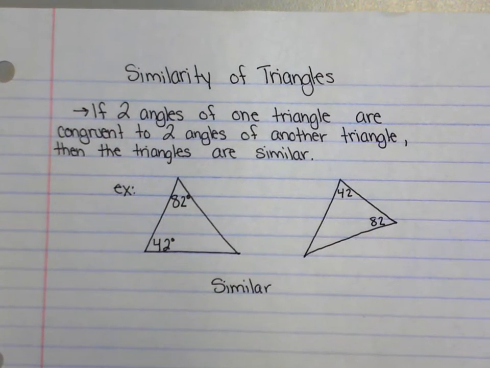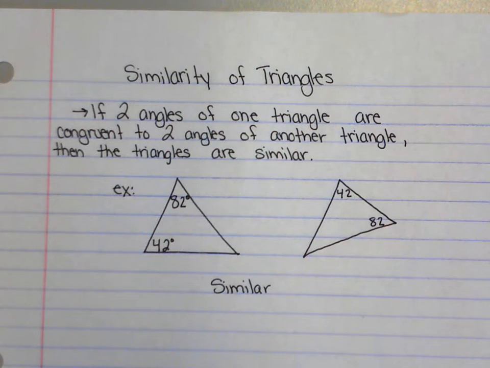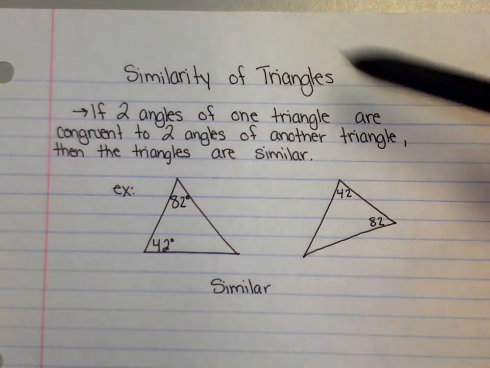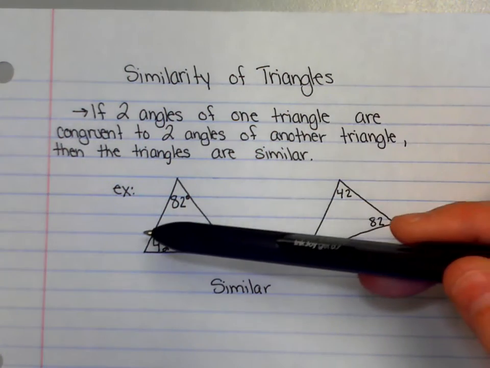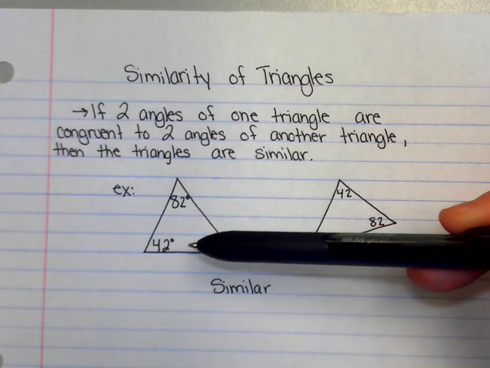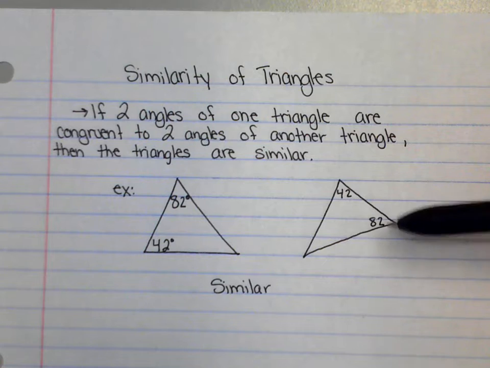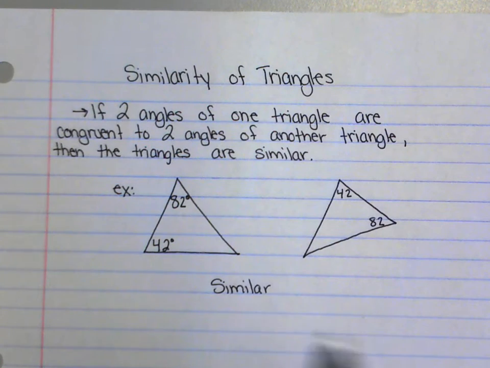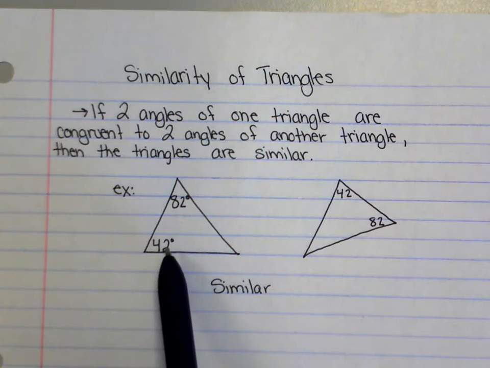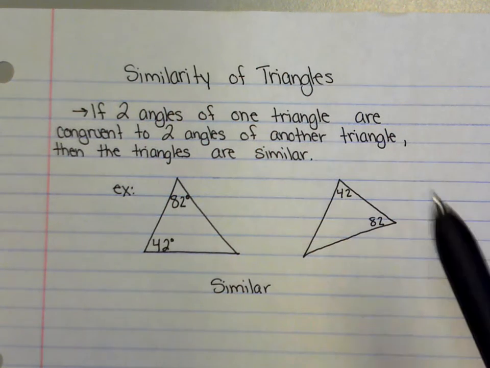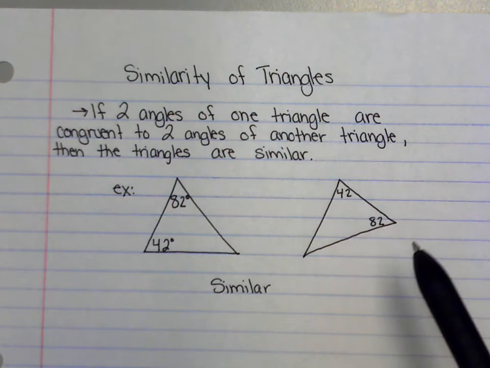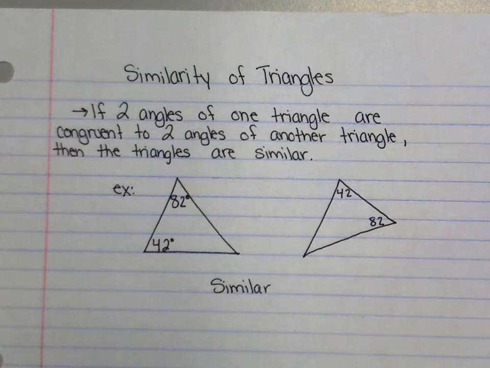Right, so the last video talked about similar polygons, but there are a couple of tricks with triangles. The first one is if two angles of one triangle, like I have here, are congruent to two angles of another triangle, then the triangles are similar. So without me having to really do anything, I can look, and this triangle has 42 degrees, 82 degrees. This one also has 42 degrees and 82 degrees. So these have to be similar triangles. And that's just a rule for you to memorize.